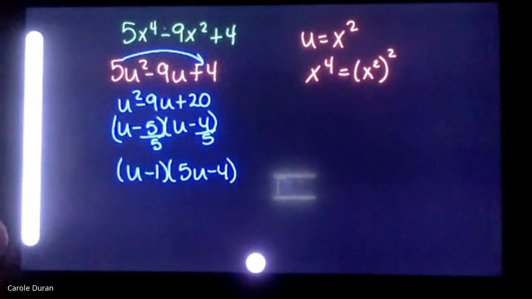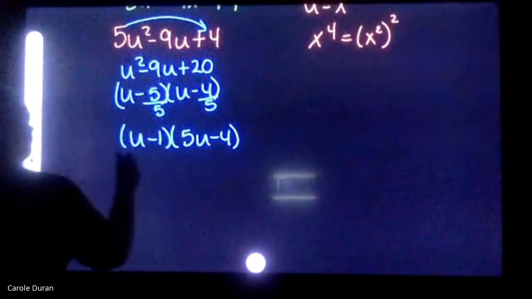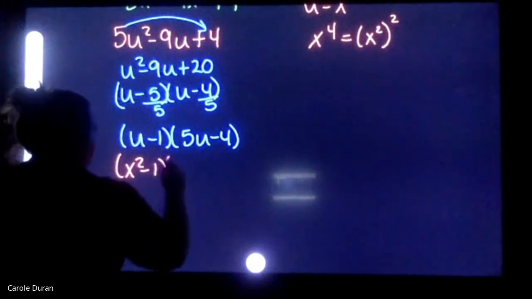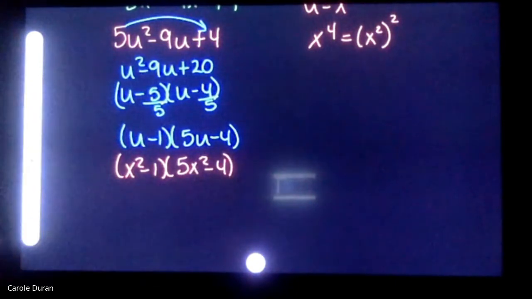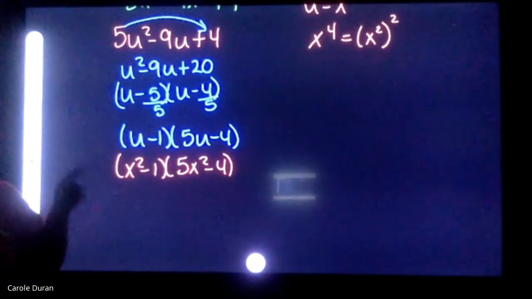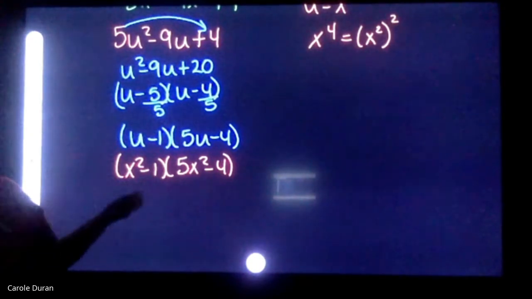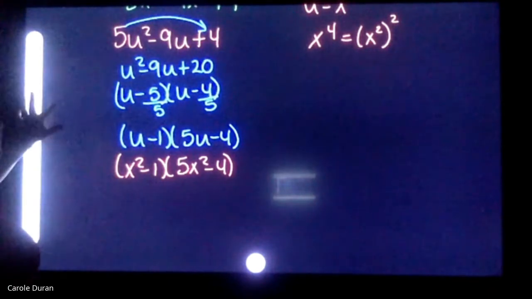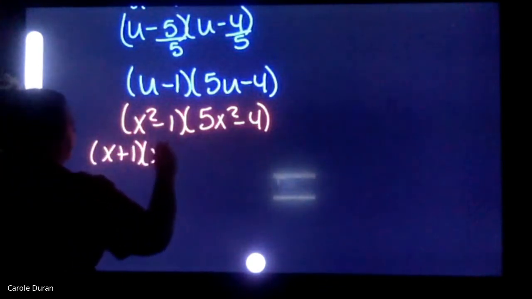But I didn't originally have a U in this problem. What I had instead was an x squared. So I now need to replace that U with an x squared, and see if I can continue factoring. As it just so happens, I can continue factoring x squared minus 1 because x squared is x times x, which makes it a square, and 1 is 1 times 1, which makes it a square. So this is a difference of squares, which means when I factor it out farther, it's going to become x plus 1, x minus 1.